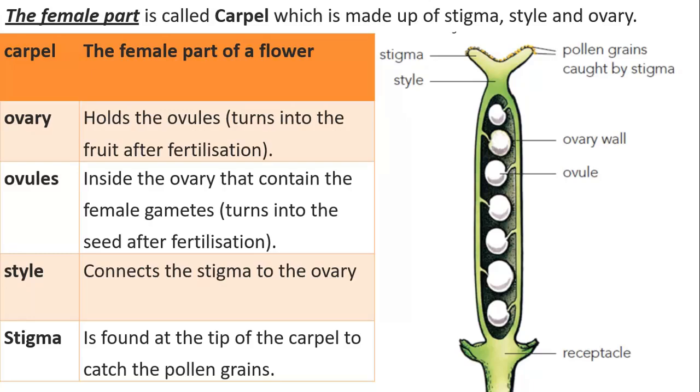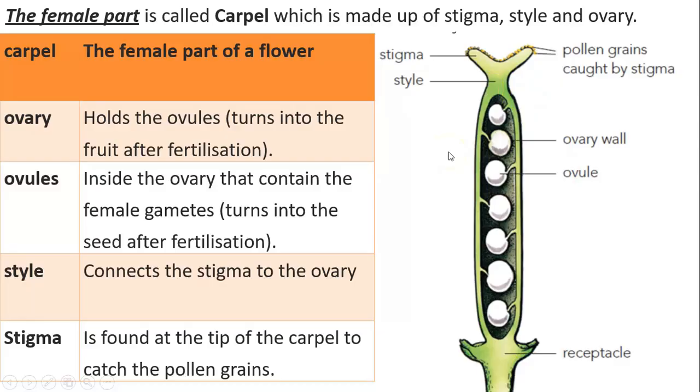Okay, so let's take a deeper look into the female parts. It is called the carpel. So the whole female part again is called the carpel. It consists of the stigma, style, and ovary. Sometimes, like in the previous flower, the style was long, but here the style is short. So the ovary holds the ovules. Again, the ovules contain the female gametes. And also, after fertilization, those ovules will turn into the seeds, and accordingly, the ovary will turn into the fruit.